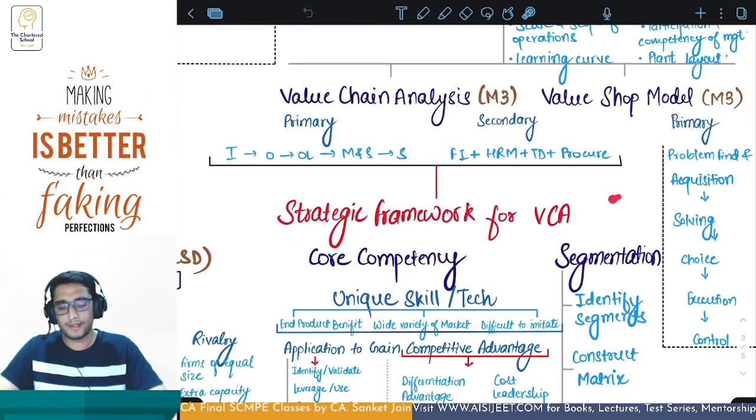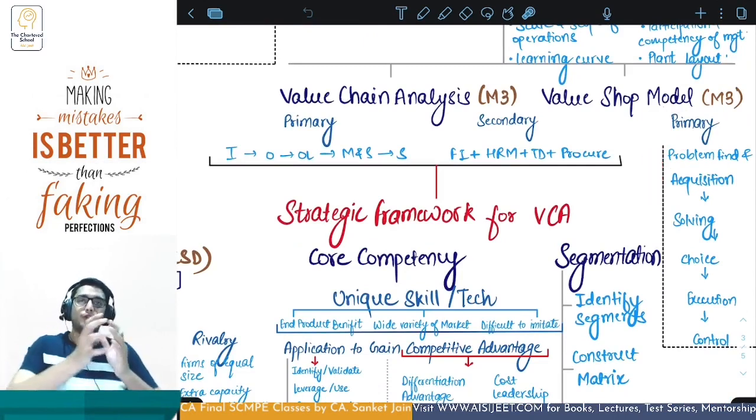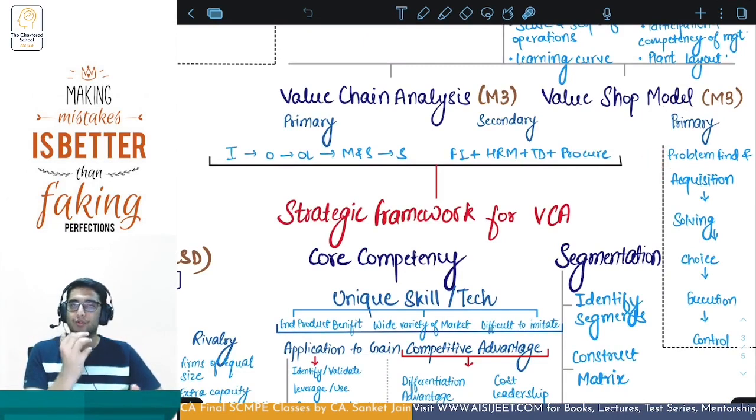One is problem finding and acquisition. You have to find a problem that you want to solve, and among the different set of problems that exist, you select one problem that you want to solve. So that is problem finding and acquisition. Next comes solving a problem. The problem that you have selected needs a solution now, so you decide on the various solutions that you can create for this problem.